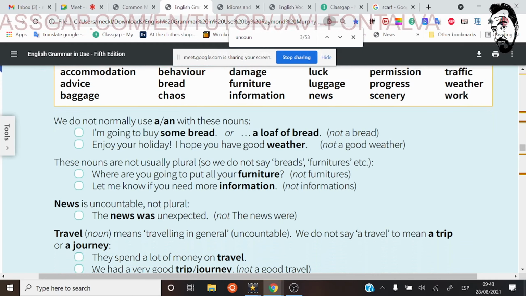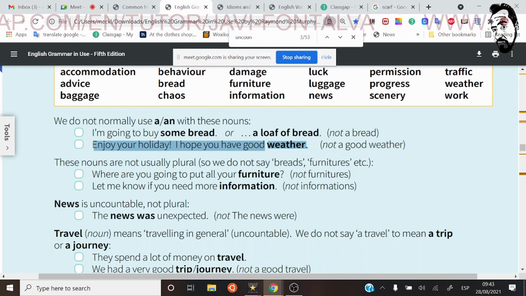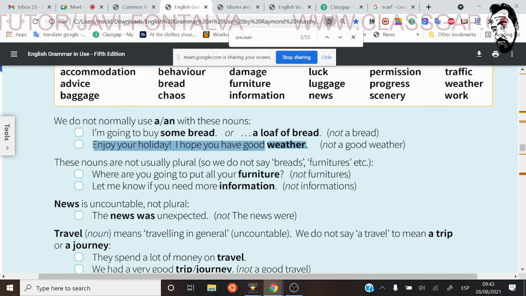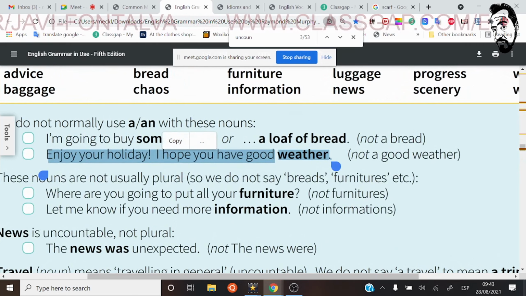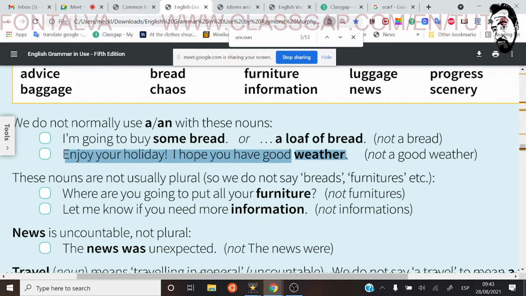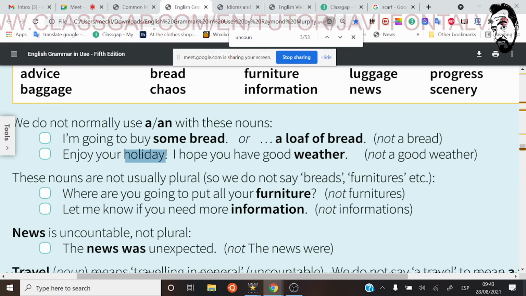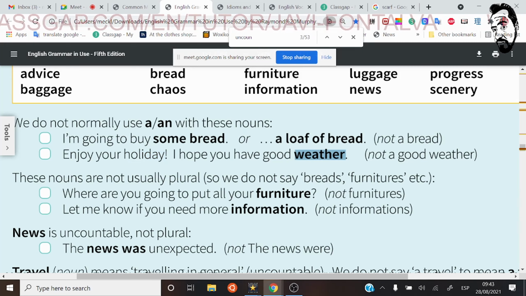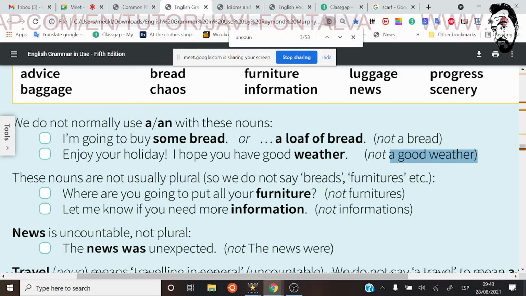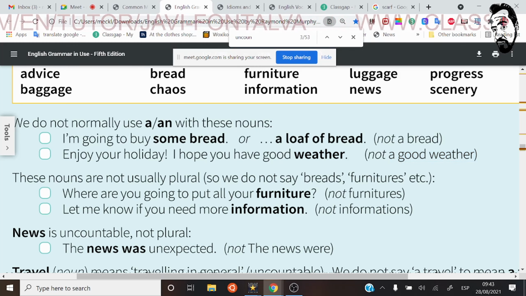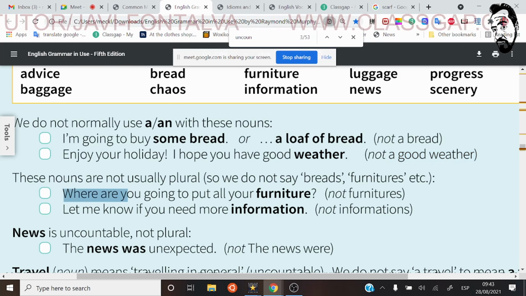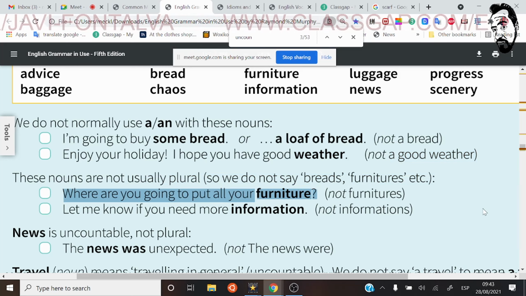Okay, we're gonna read some sentences. Can you read this? Enjoy your holidays. I hope you have a good weather. So enjoy your holiday, singular, okay? I hope you have good weather. So notice we don't say a good weather, okay? We just say good weather. Okay. Next one, can you read this?